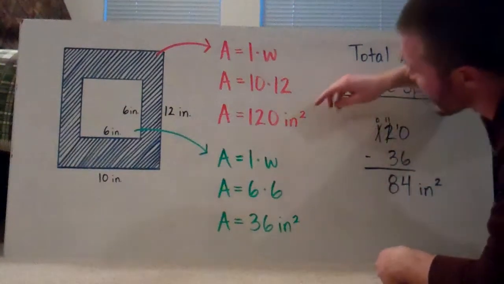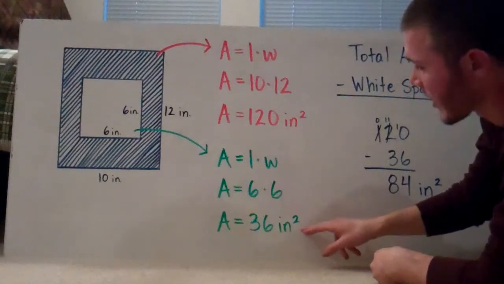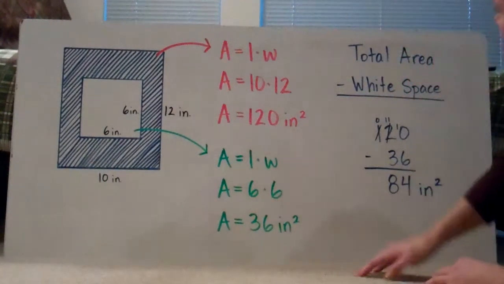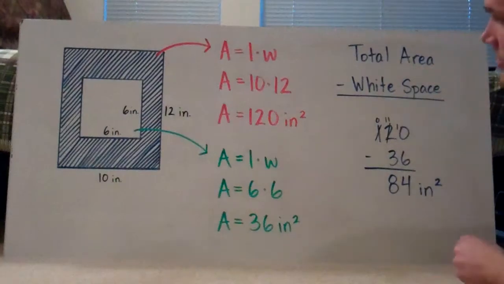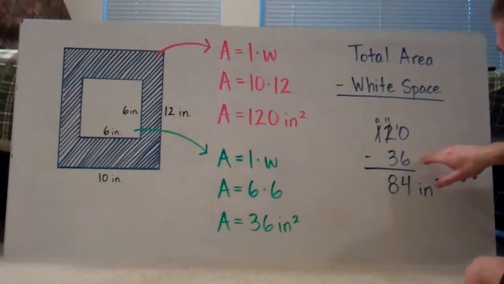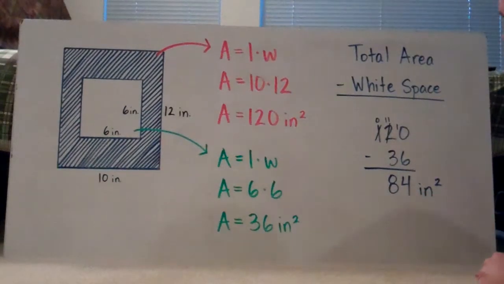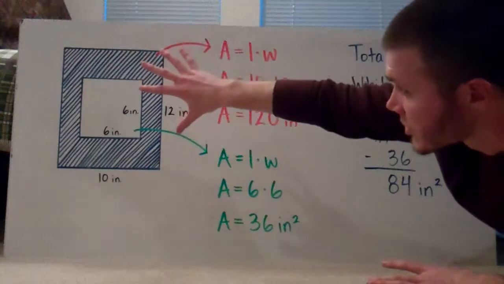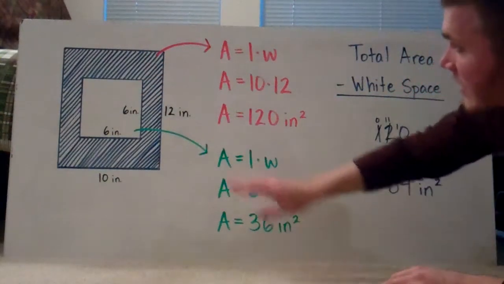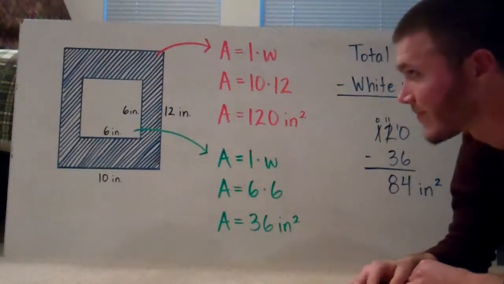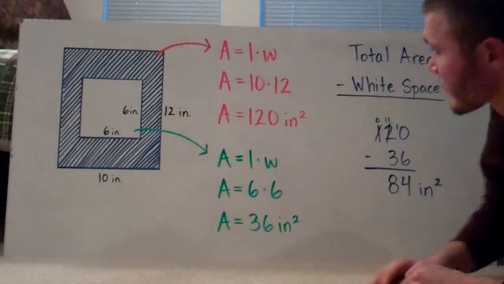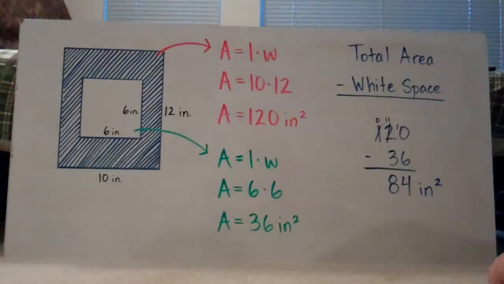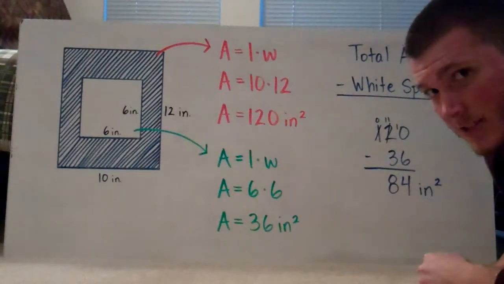Now I know the area of the largest shape, and I know the area of the empty white space. So I have to take the total area minus the white space. I'm going to do 120 minus 36, and I get 84 square inches. That's going to end up being the area of just the shaded region, white space not included. Let's get that down, and on to the next slide.